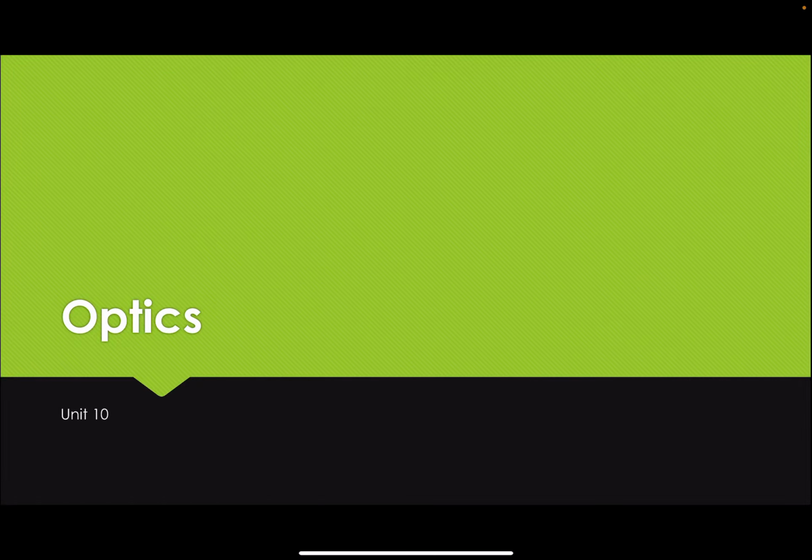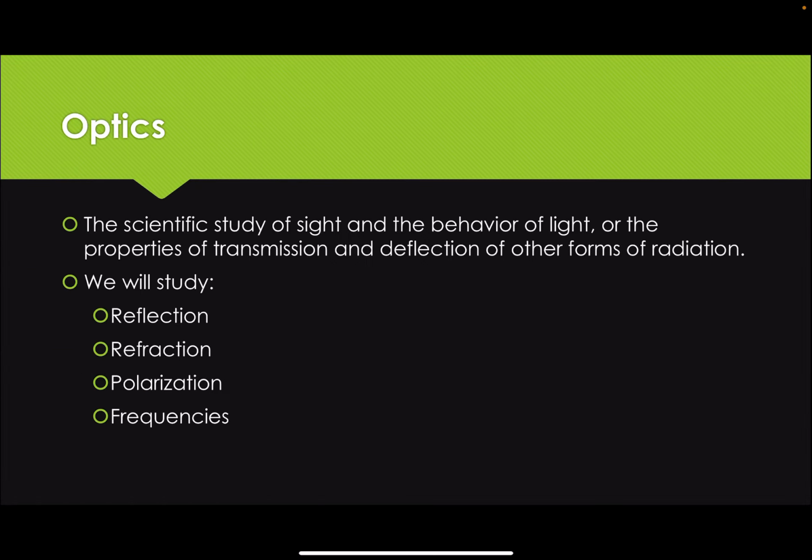Today we're going to talk about optics. Optics is the scientific study of sight and the behavior of light, or the properties of transmission and deflection of other forms of radiation. And so today we're going to be talking about reflection, refraction. We won't get into polarization today, but we'll be talking about lights and E&M waves.